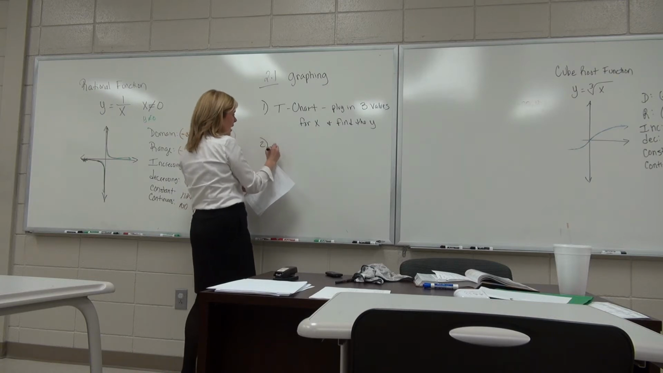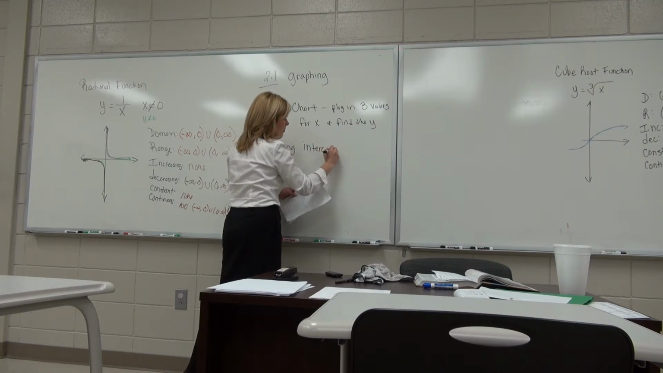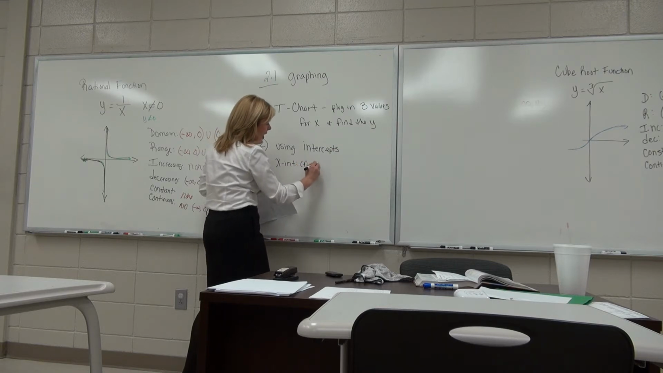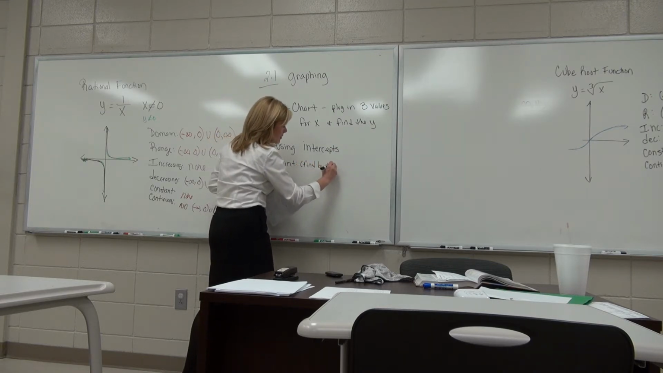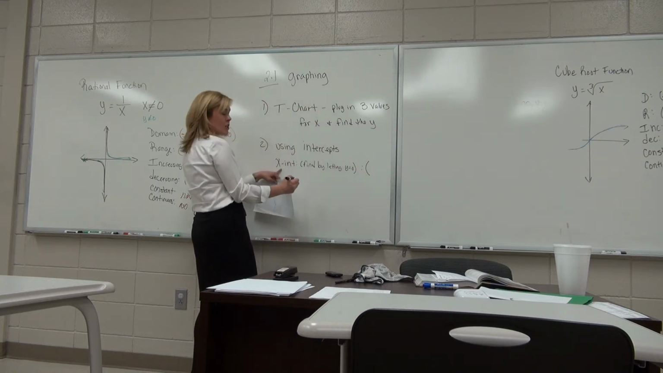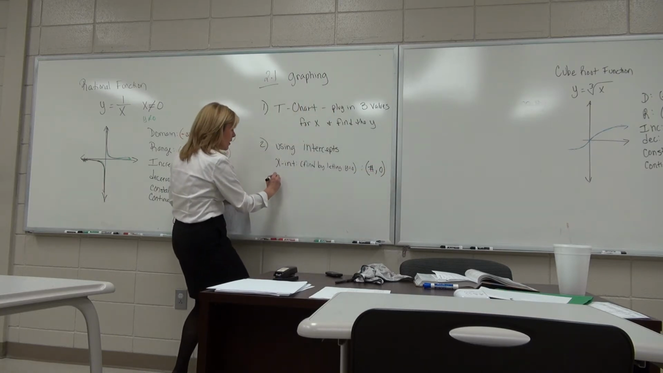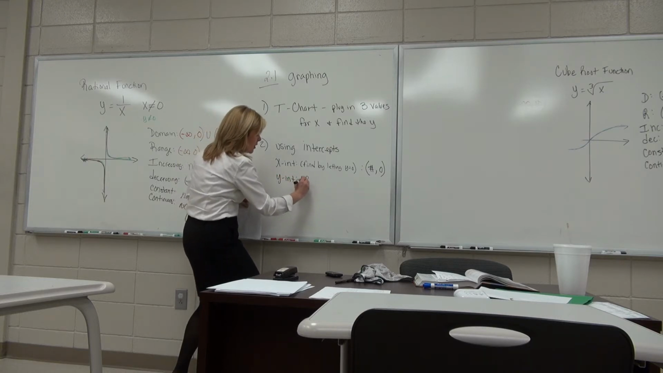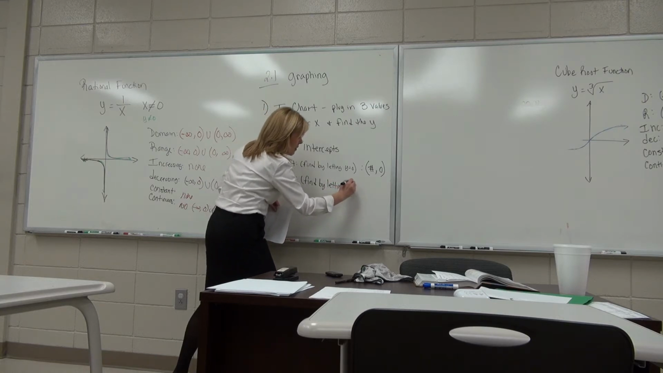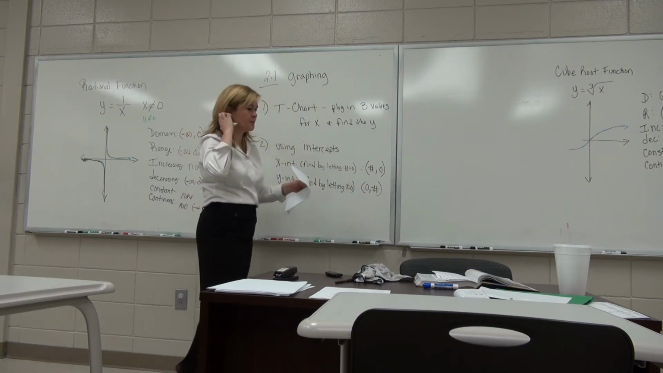Okay. You can also graph using intercepts. Remember, your x-intercept, you find by letting y equal 0. So this will always be some point. Remember, it's the x-intercept, it's the point that crosses the x-axis. The y is 0. So you'll have some number for the x, y is 0. Your y-intercept, you will find by letting x equal 0 and solving for y. So you'll always have 0 for your x, some number for the y.